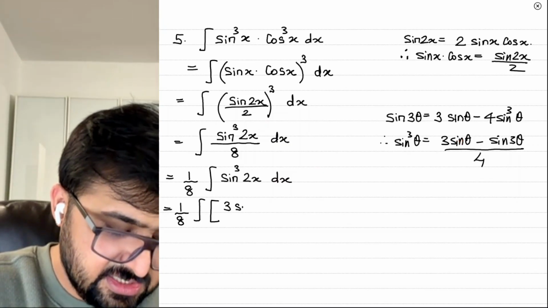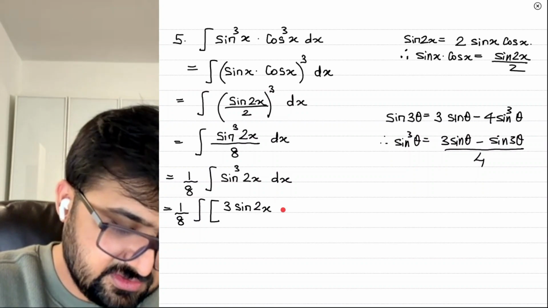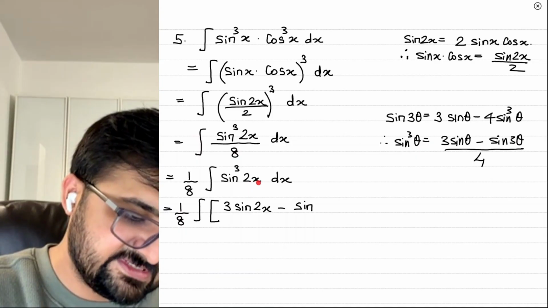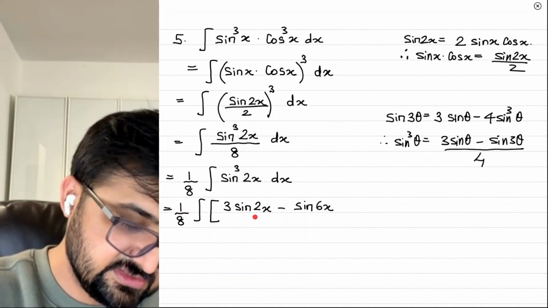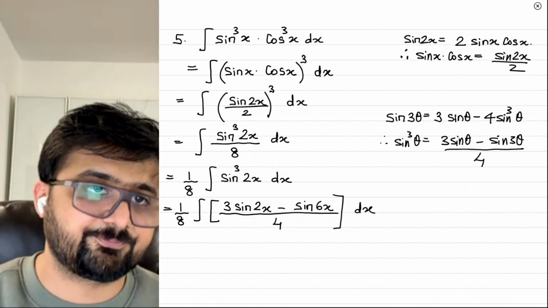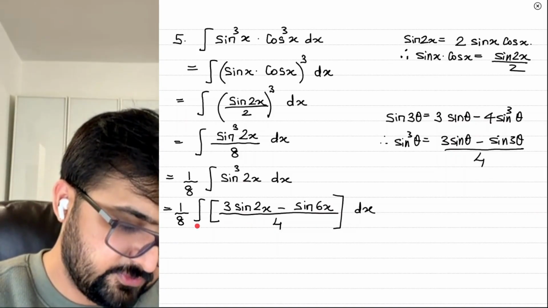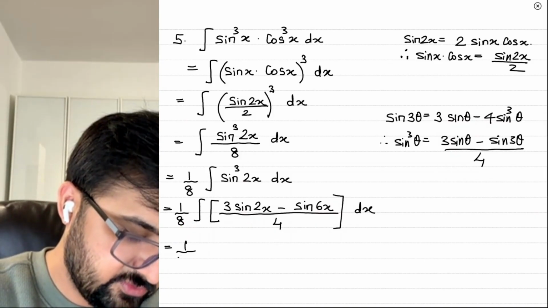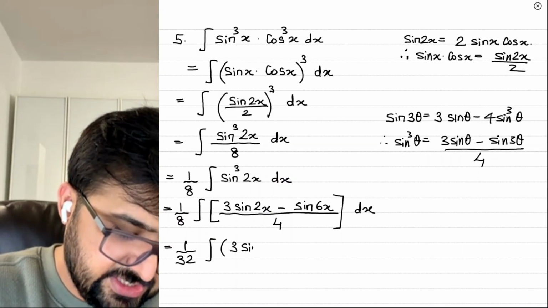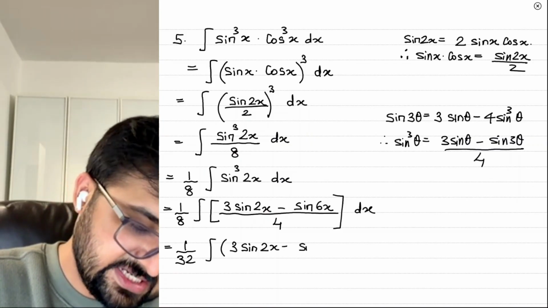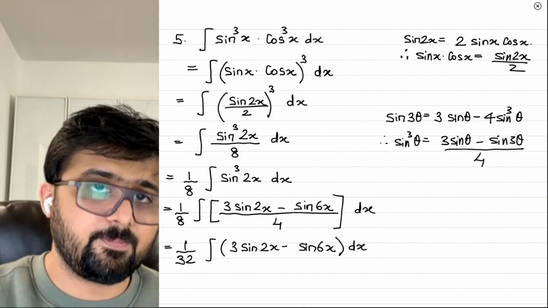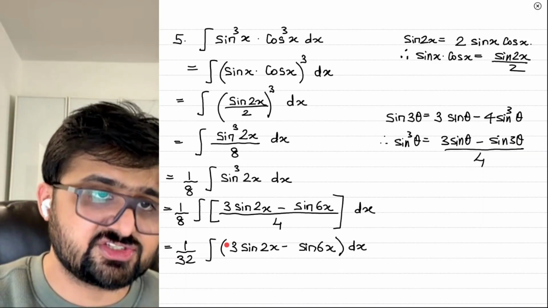So basically I get 1 over 8, apply that formula, integration of 3 sine 2x minus sine 3 theta, so 2x times 3, which is 6x, divided by 4, with respect to x. After this, take this 4 out. So 8 times 4 is 32. So you get 1 over 32 integral of 3 sine 2x minus sine 6x dx. Now you can just split the integration in both the terms.